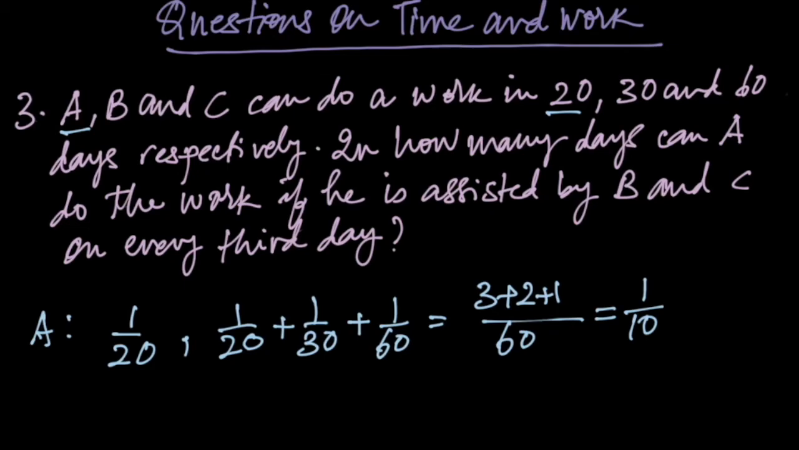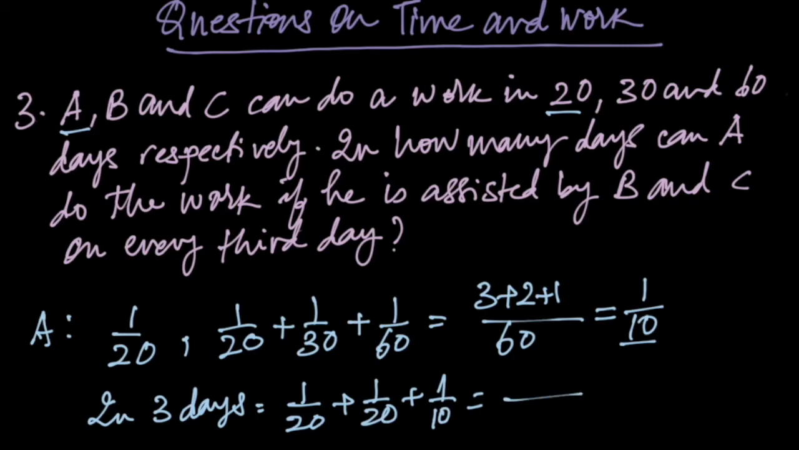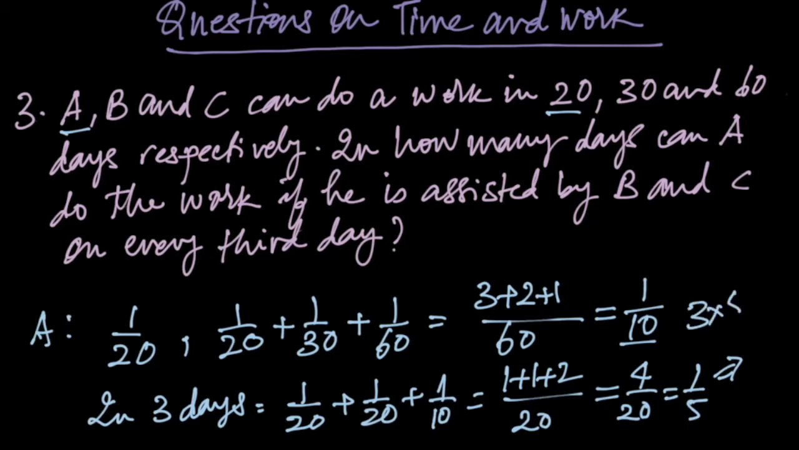They help every third day, so in 3 days, first day he will complete 1/20th, second day he will complete 1/20th, and third day 1/10 of the work will get completed. So in total in 3 days 1/5 work gets completed. So it will take 5 such 3 days. So 3 into 5, 15 days it will take to complete the entire work.